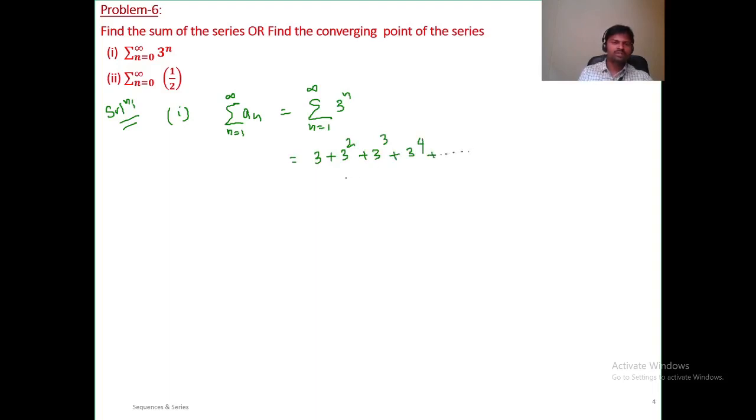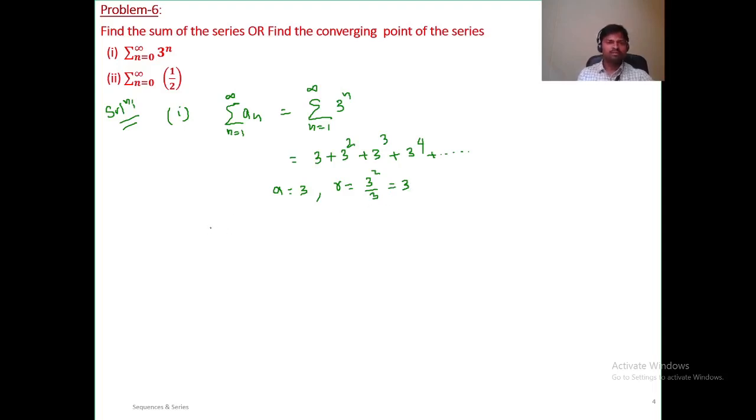Is it a geometric series? Yes, it is absolutely a geometric series. a is equal to 3, the first term is 3, and what is the common ratio? 3 square by 3, I am getting 3. And look at 3 power 3 by 3 square, again 3. 3 power 4 by 3 cube, again 3. It should always be true, then only it is a geometric series. Yes, it is perfectly a geometric series.